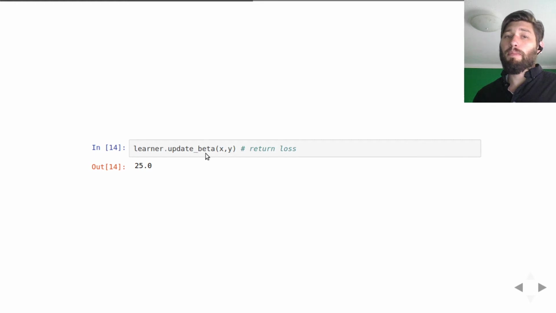And then if we apply this update beta, it takes the x and y, and first of all it'll make your prediction. Then it will update your beta, and then it will compute and return your loss. So it does everything in the online learning step. It will make a prediction, see what the loss was for that prediction, and update your beta based on the gradient descent method that we just went over.